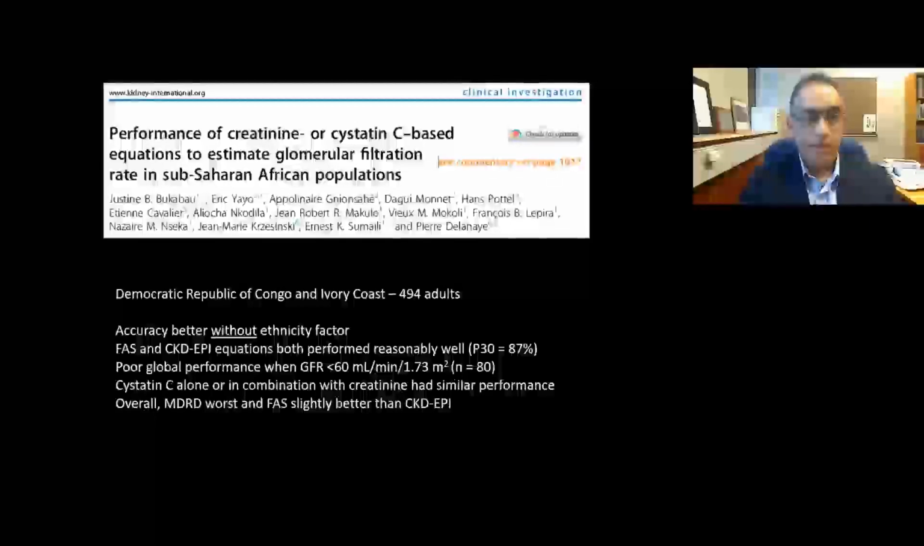In West Africa, Bakabau and colleagues, in the largest African study to my knowledge, looked at nearly 500 patients in the DRC and the Ivory Coast, found that both the FAS equation and the CKD-EPI equation performed well, P30 87%, but not such good performance at lower GFRs. Note that they only had 80 patients, though, with GFRs under 60 mL per minute.